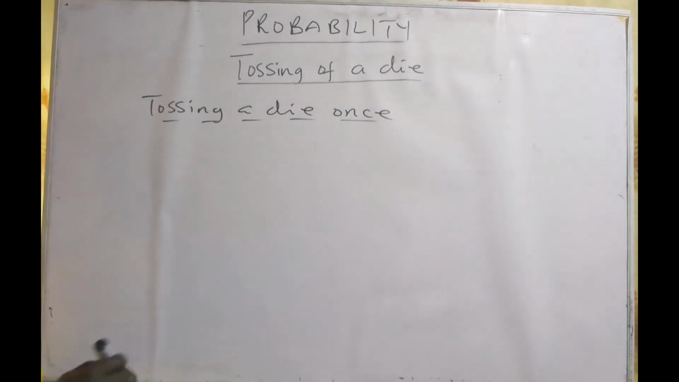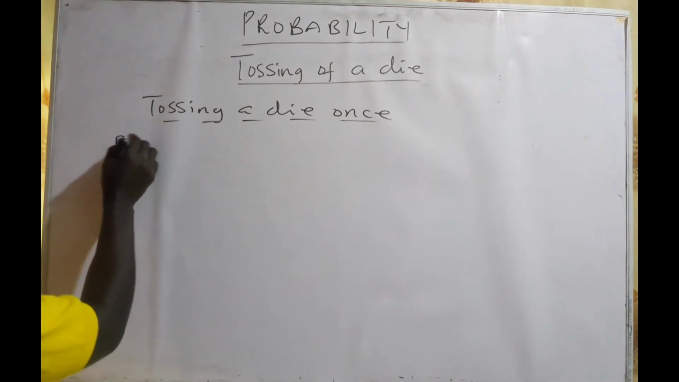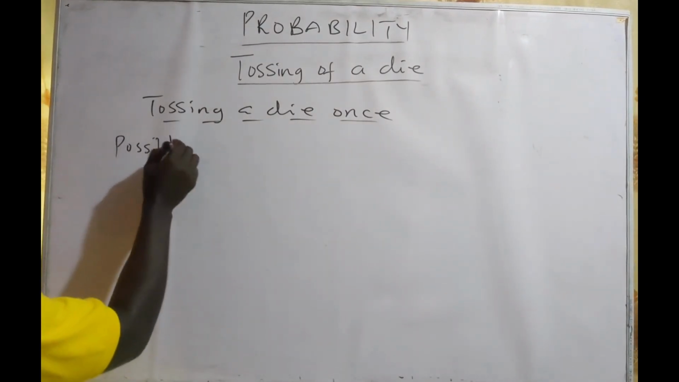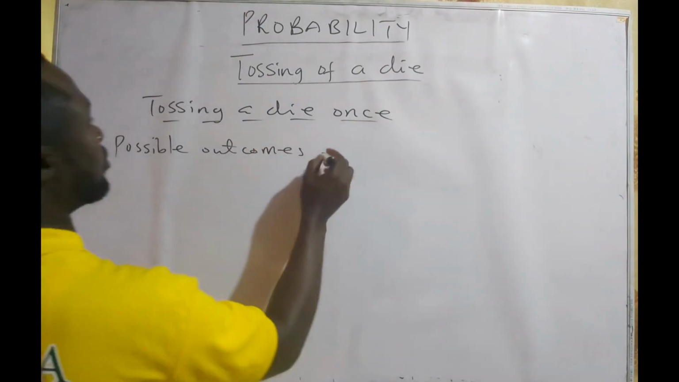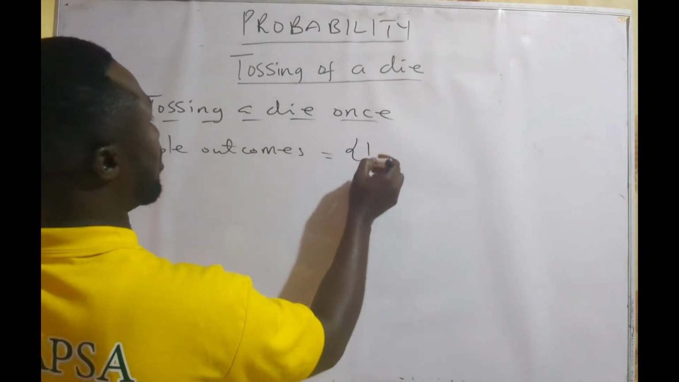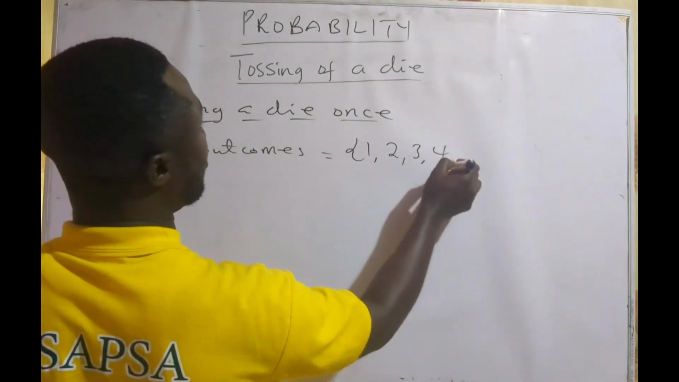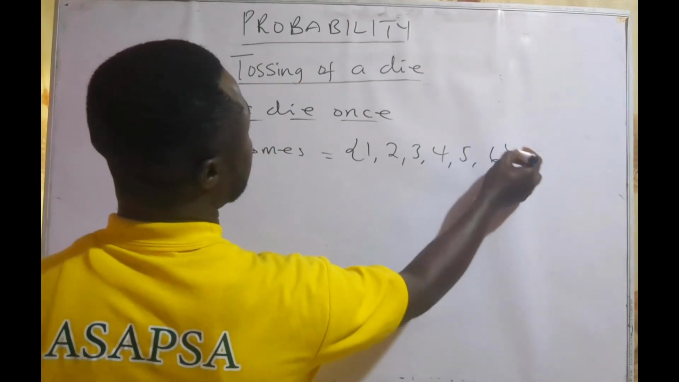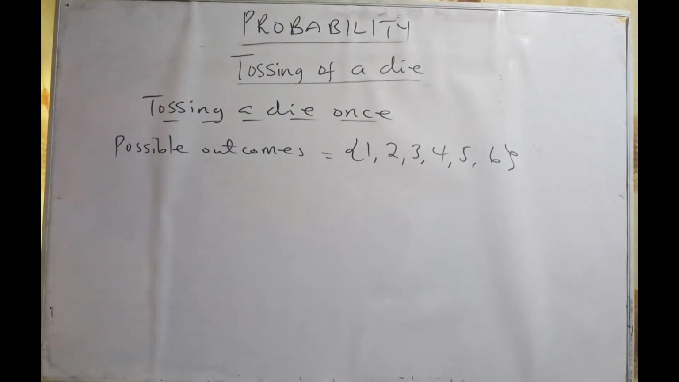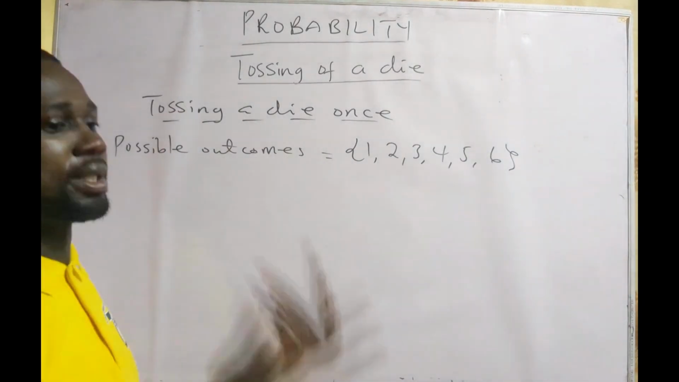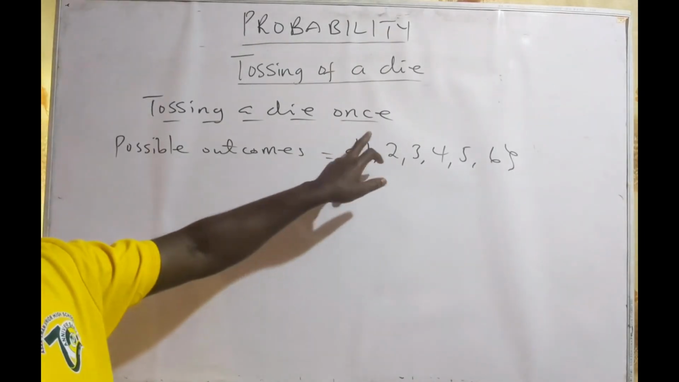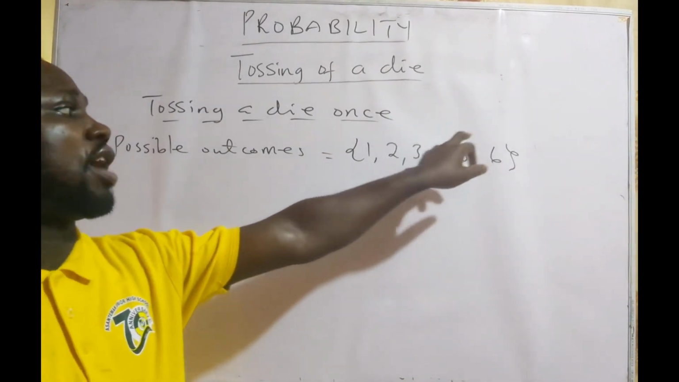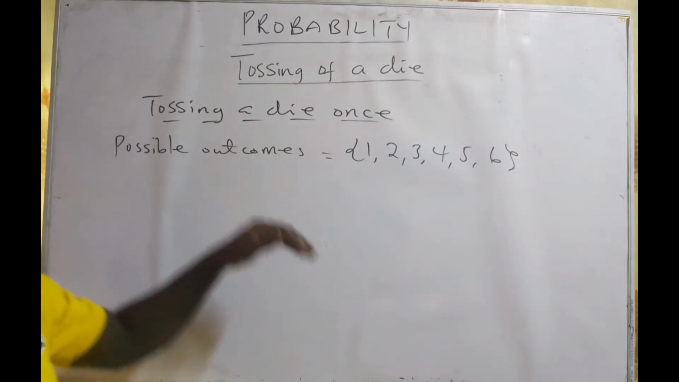So when you toss a die once, what are the possible outcomes? That is what we are going to look at. It can be 1, it can be 2, it can be 3, it can be 4, it can be 5, or it can be 6. When a die is tossed just once, these are the faces that we can see. So these are the possible outcomes.